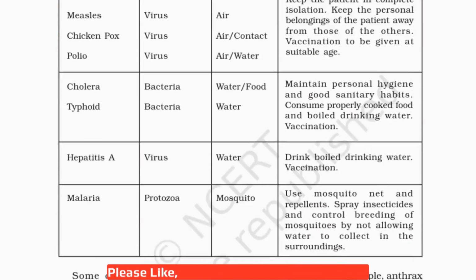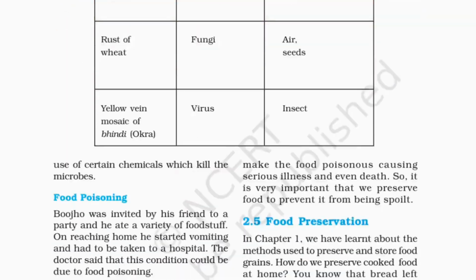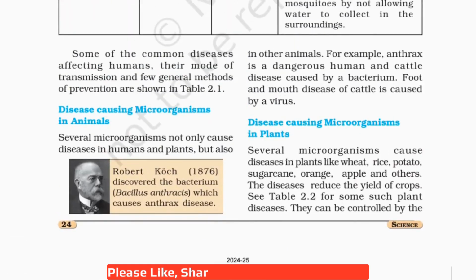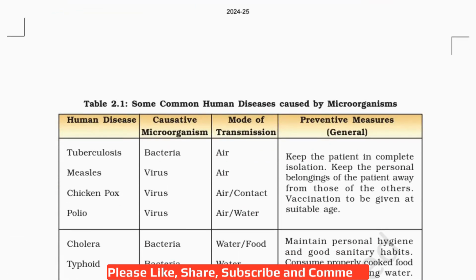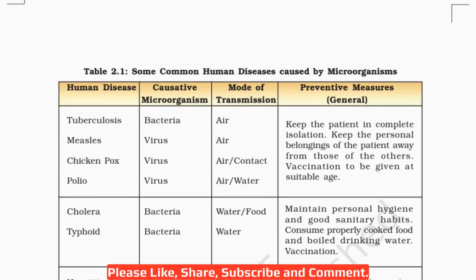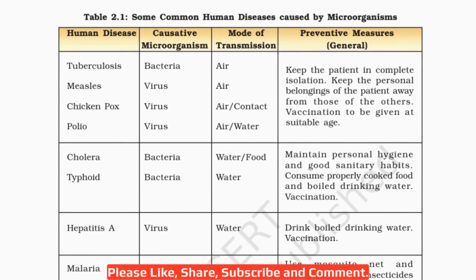Now, children, table 2.1 and table 2.2, these two tables are very important. You have to learn them, okay? You have to learn the whole table, okay? So let's discuss this table. Human disease, then causative microorganism, then mode of transmission, and then preventive measures. So tuberculosis, causative microorganism bacteria, mode of transmission is air, and the protective measures are common to all four. So we will discuss this later.